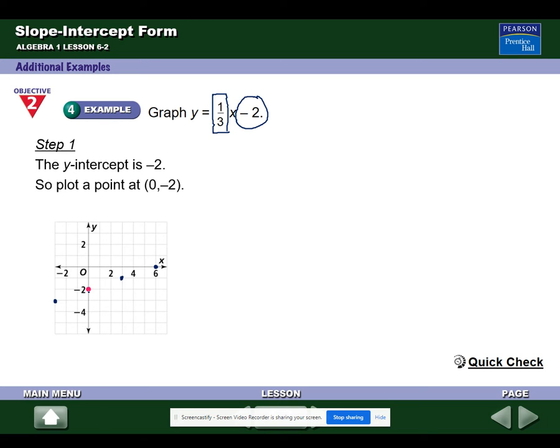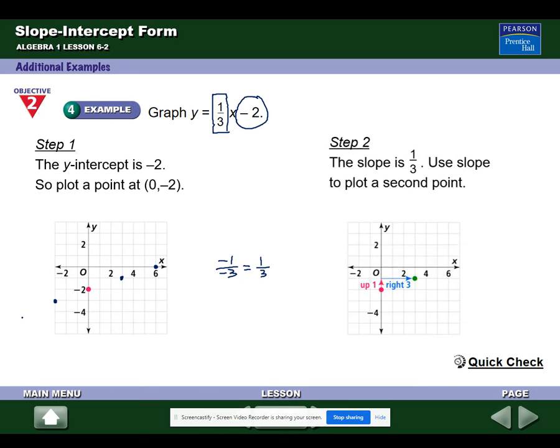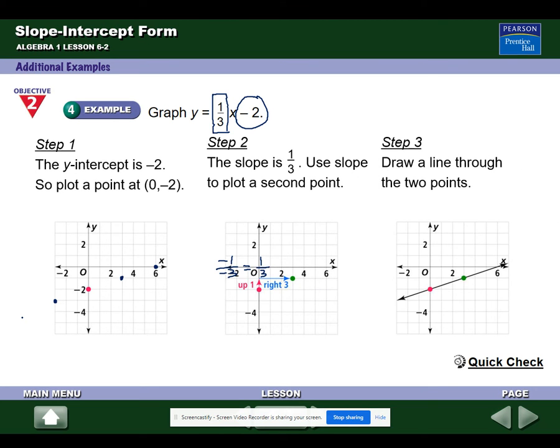And then we could also go down 1, left 3, right? Down 1, left 3 is the fraction 1/3. The slope is still 1/3 when I go down 1, left 3. Notice they all lie on the same line. And there is that line.